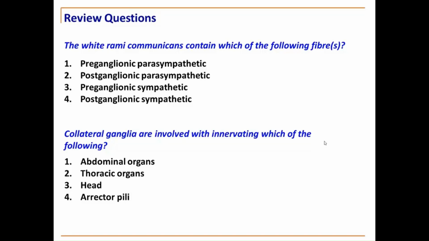So the collateral ganglia are involved with innervating which of the following? So I just want true or false in each case, and we'll run through them. So abdominal organs, correct. It's the thoracic organs, incorrect. Head, incorrect. Erector pili, incorrect. It's the sympathetic trunk ganglia that innervate the last 3, the thoracic organs, the head, and the erector pili.